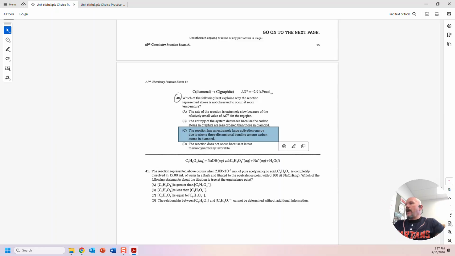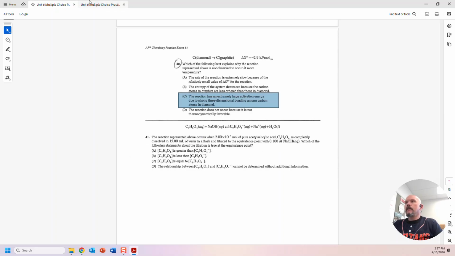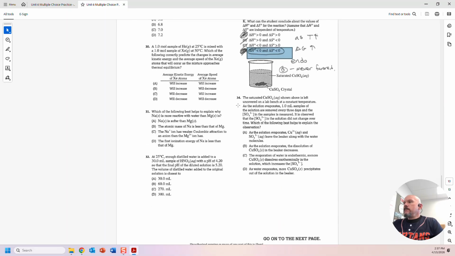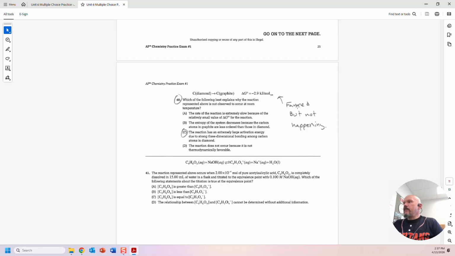To activate the reaction, right? Okay. Favored but not happening. You're looking for some indication that you have a high activation energy. And again, we're going to revisit this in Unit 7, not a big deal, but a pretty easy concept to think about, all right?